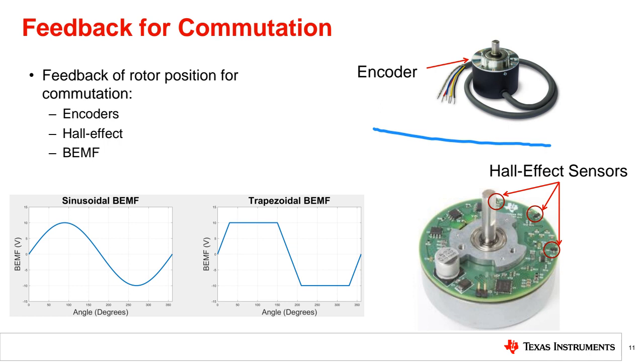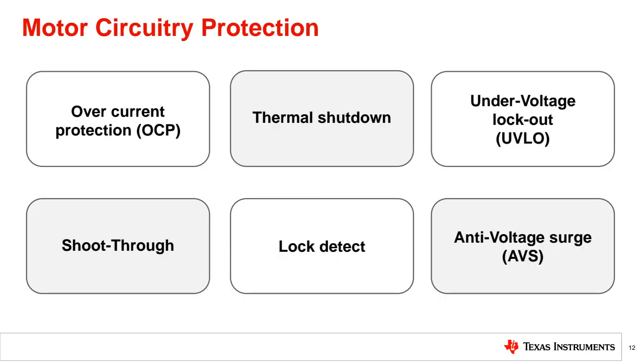Next slide. Motor circuit protection types. During motor operation, there are many situations that might damage the motor driver or motor itself, and therefore it is important to have protection circuitry. For example, one of them is overcurrent protection.